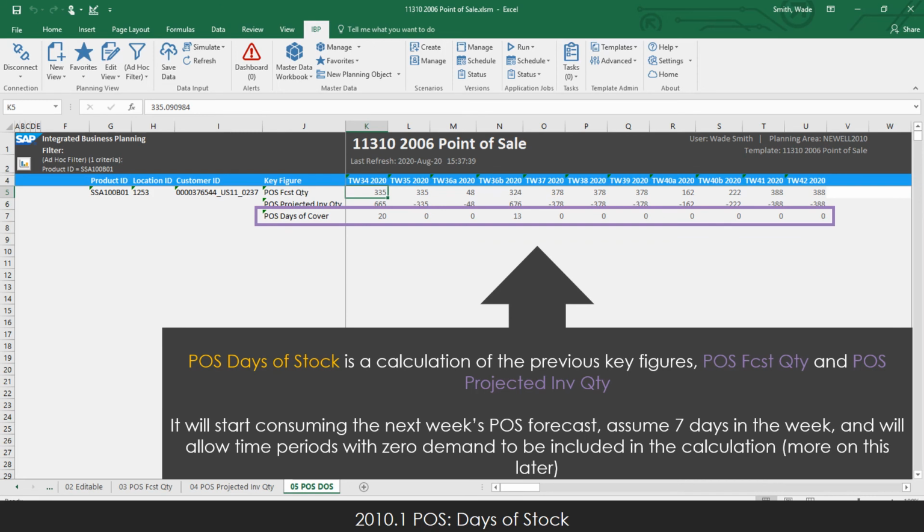Point of sale days of stock is a calculation of the previous key figures, point of sale forecast quantity, and point of sale projected inventory quantity. It will start consuming the next week's point of sale forecast, assume 7 days in the week, and will allow time periods with zero demand to be included in the calculation. More on this later.